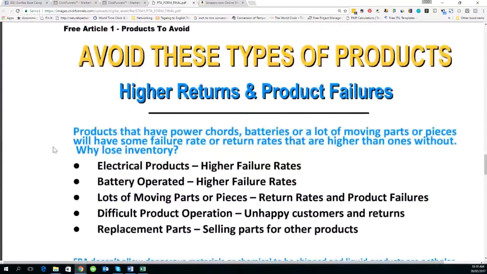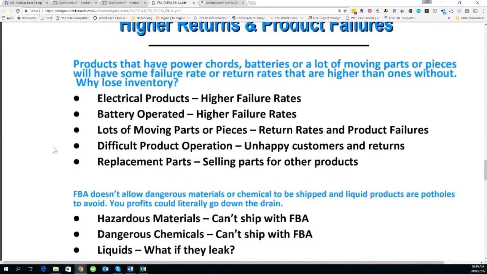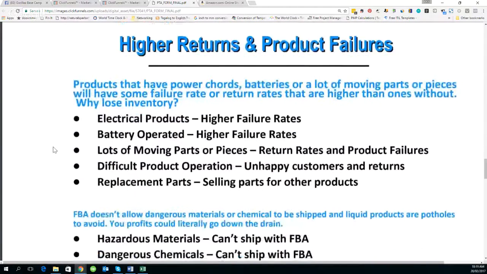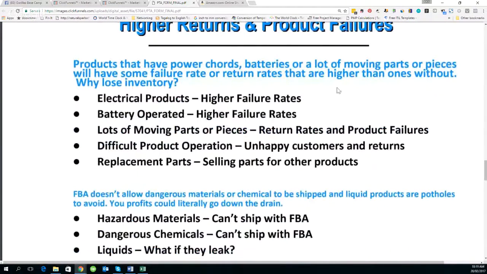Let's have a look at some of the obvious product categories to steer clear from, and why? Because they have higher returns or higher failure rates. Okay, so products that have power cords, batteries, or a lot of moving parts or pieces, the potential failure rate is going to be quite high.